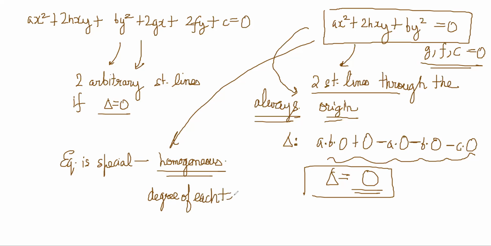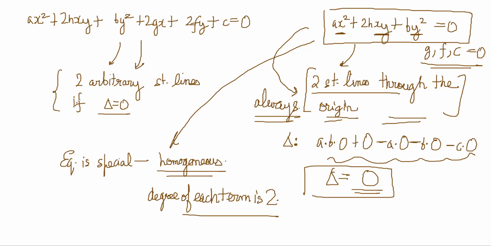Each term has 2 degree. Whenever you get a homogeneous equation in 2 degrees, in 2 variables, it has to be two straight lines passing through the origin. It will not be any arbitrary straight lines. They have to pass through the origin. Because we have understood why it has happened: because the del is always 0. So now we are ready for the homogenization part.